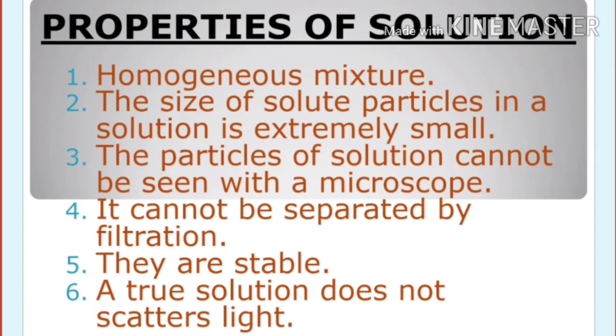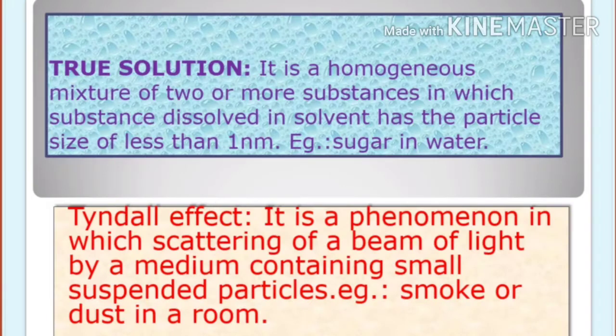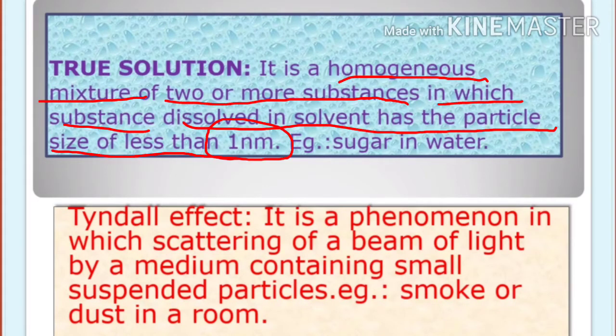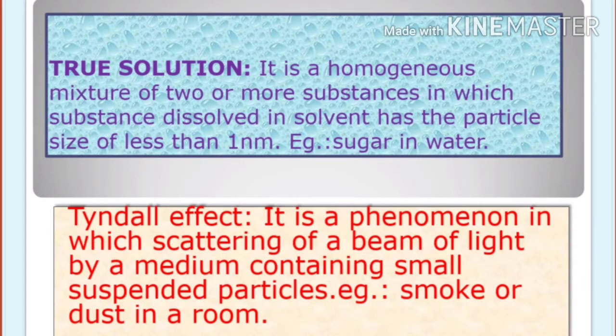Now here I want to explain one point. Here you can see I have written two points. One is about true solution and the second is Tyndall effect. Alright. So let us see what is a true solution. It is a homogeneous mixture of two or more substances in which the substance dissolved in the solvent has a particle size of less than 1 nanometer. For example, sugar in water. Sugar solution, salt solution, these are all true solutions.